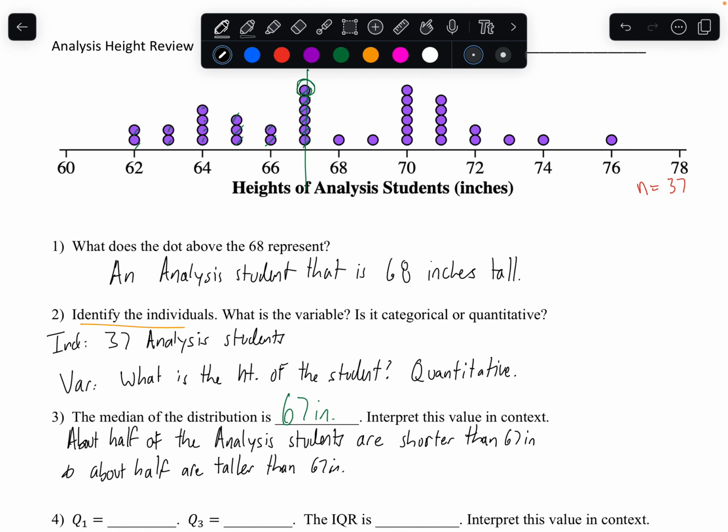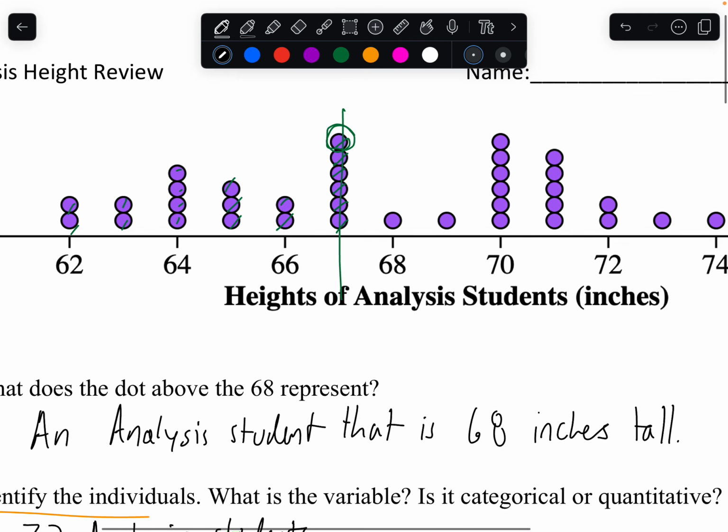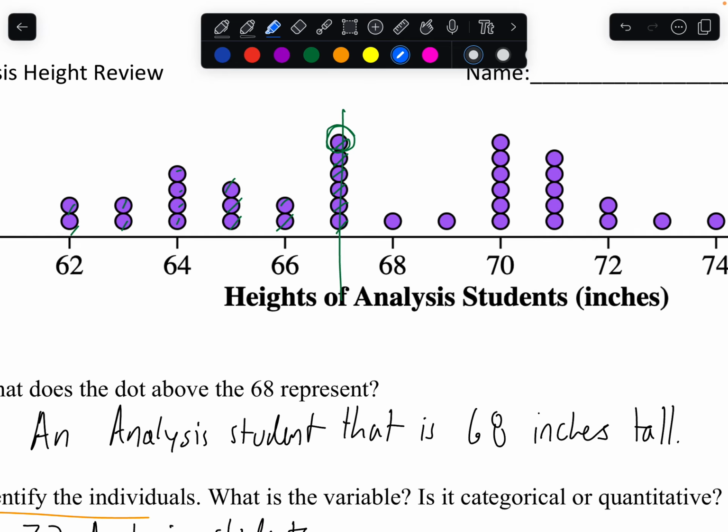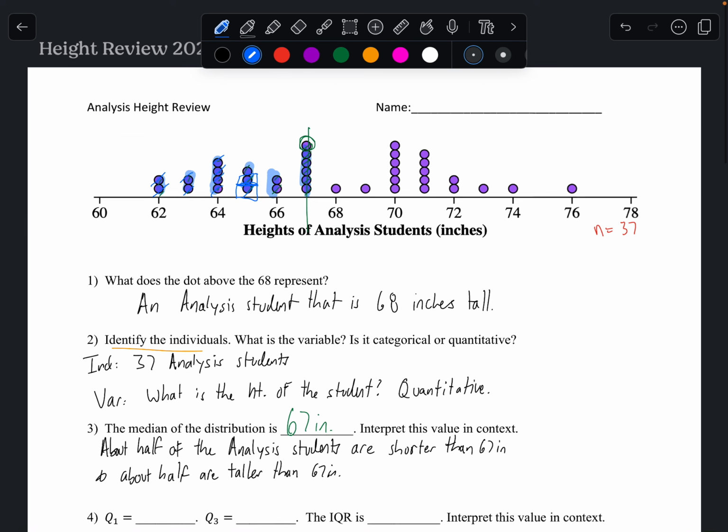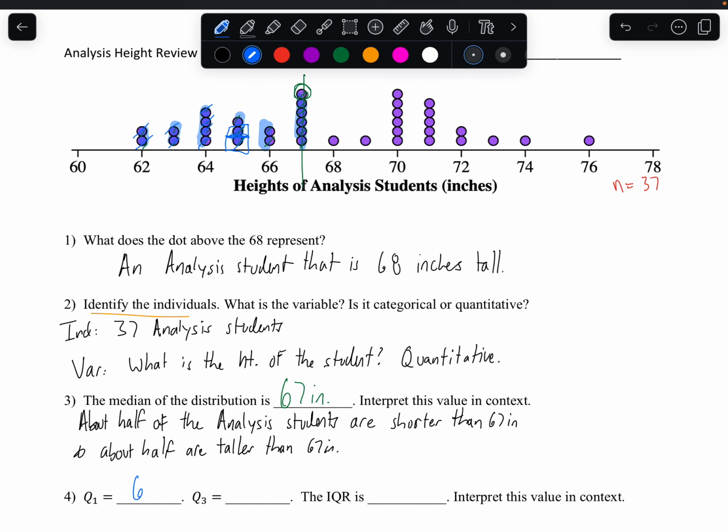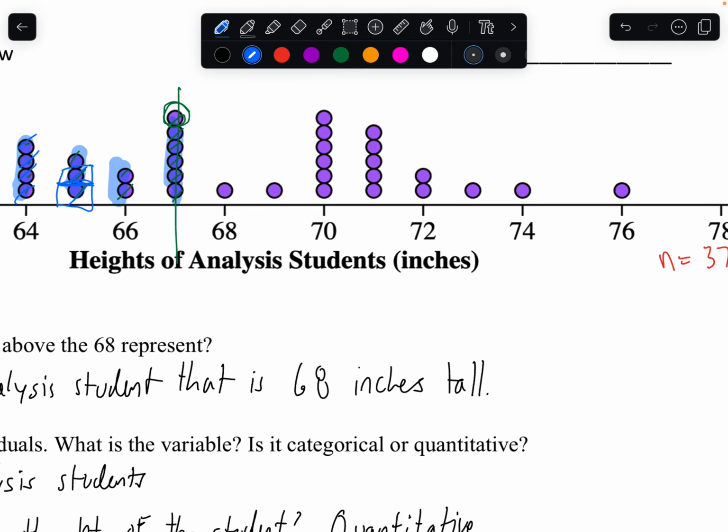Q1 and Q3: the median of the lower half and the median of the upper half. The median was the 19th point, so there should be 18 points below it. Then halfway through 18 is 9, but it's even, so we want to find the 9th and 10th values. 1, 2, 3, 4, 5, 6, 7, 8, 9, 10. So there's my 9 and 10. Those are both on 65, so averaging that would be 65. So my Q1 is 65 inches.